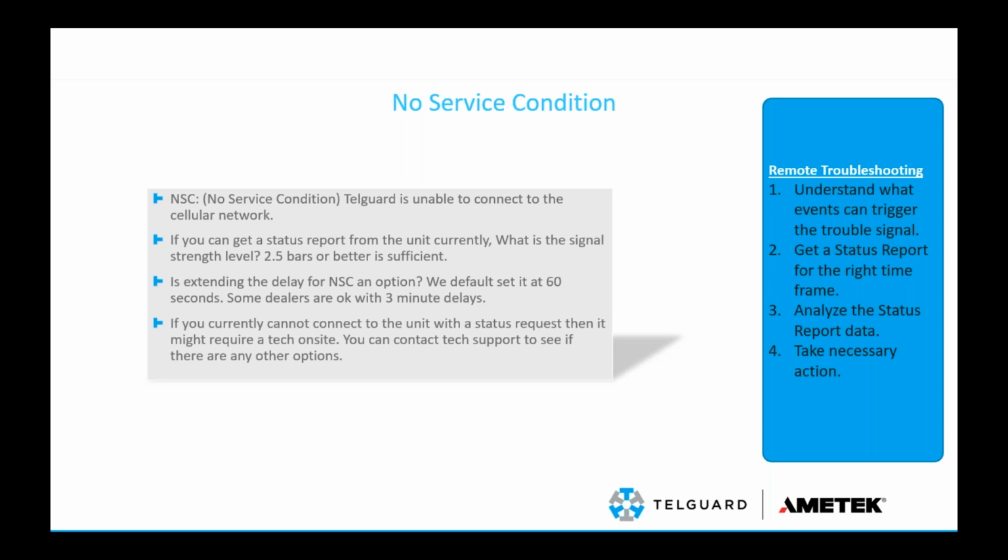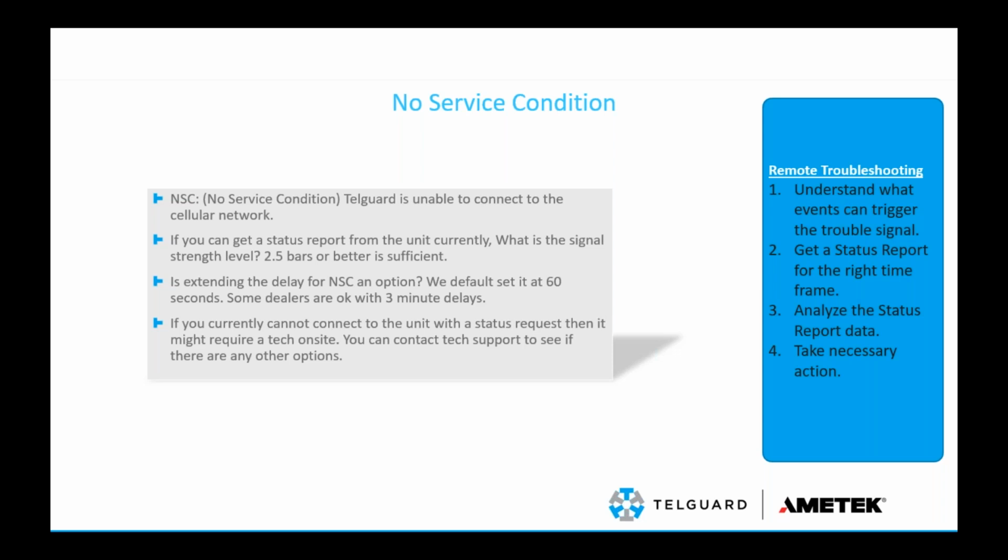So as I told you earlier, we can adjust the delay by extending it. So if we registered no connection to the cell network, we have to maintain that state. In the default settings, it's set at 60 seconds. So we would have to disconnect from the network for 60 seconds before the Telguard then reacts to drop voltage, drop dial tone, and then generate a no service condition through the STC relay. So you can extend that delay.